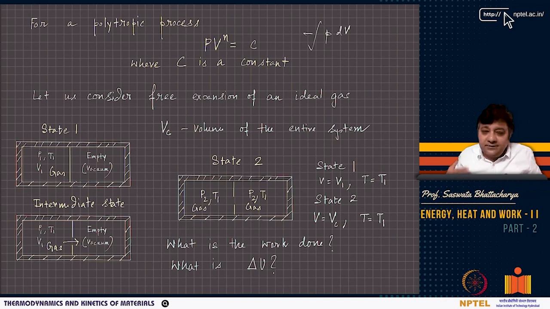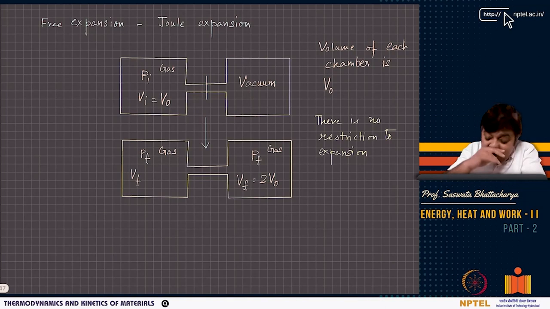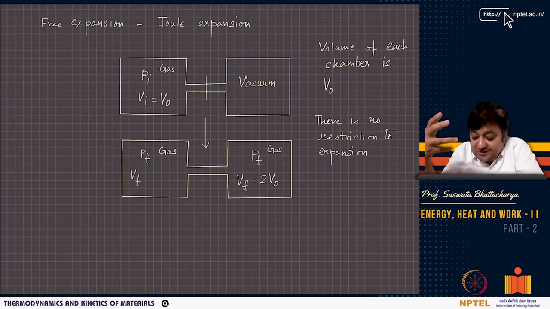I can give you a hint. Because it's a free expansion, there is no pressure acting against the membrane. So pressure basically is 0. So the integral of P dV, the work done, will be 0. Now, if the work done is 0, what will be delta U? Please find out. The same free expansion experiment was performed by Joule. It's also called Joule expansion.